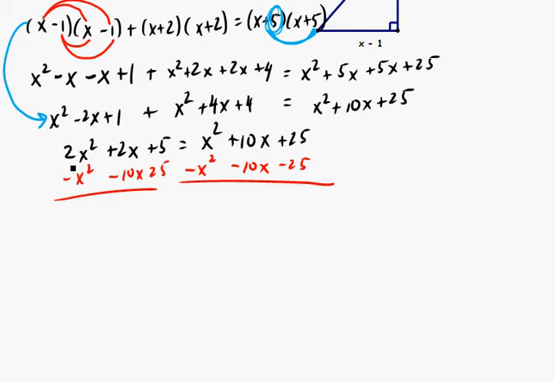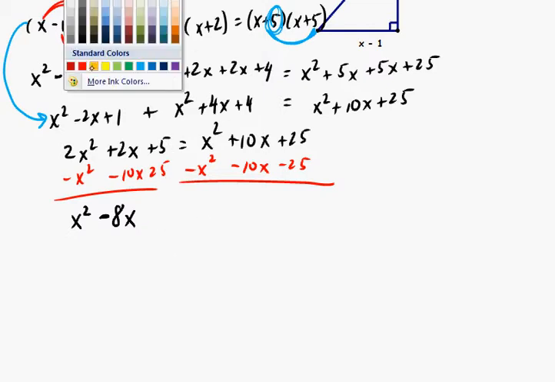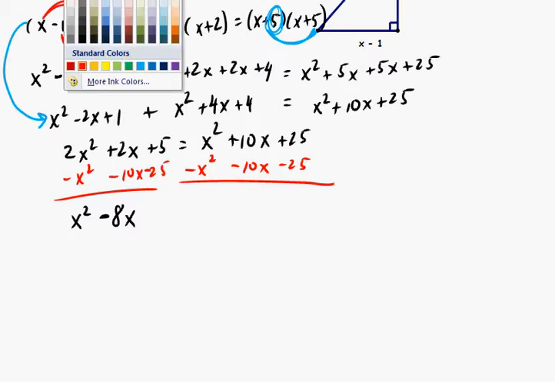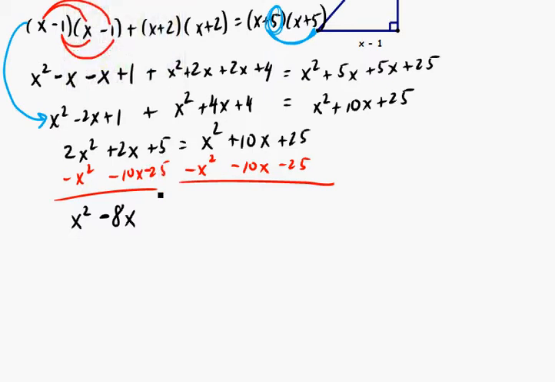If we do that, we get 2x squared minus 1x squared, which is x squared. We have 2x minus 10x, which is minus 8x. We have 5 minus 25, which is minus 20. And on the right side, we will be left with 0. Now this quadratic equation is in standard form, ax squared plus bx plus c.